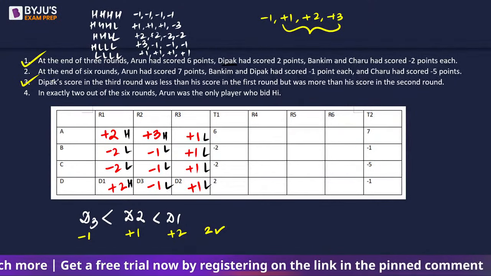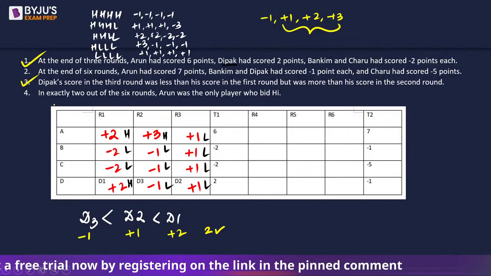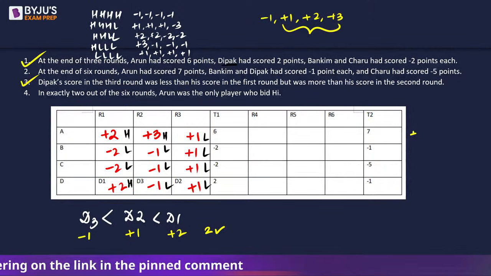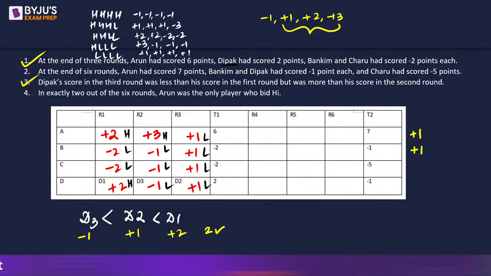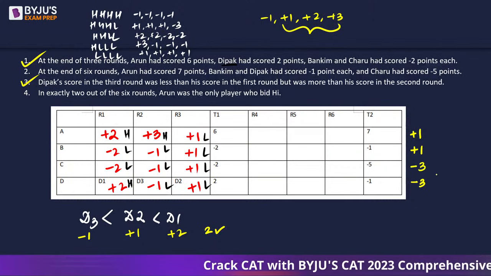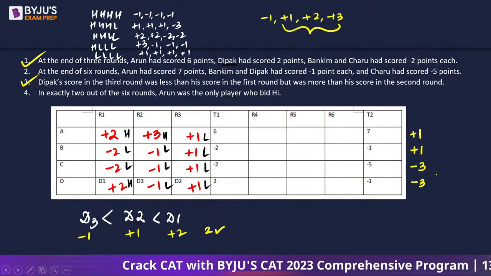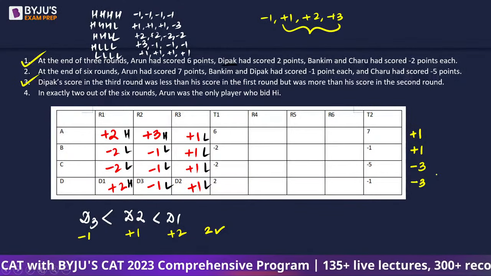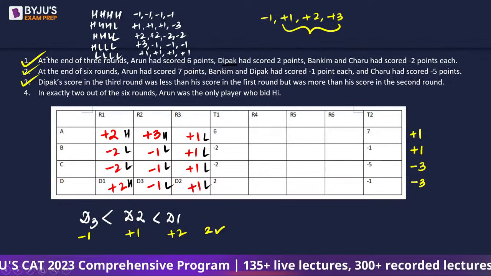Now, the second point says at the end of 6 rounds, Arun had scored 7 points. So there's an addition of +1 here. And -2 to -1 for Bunkin, so that is +1. And from 2 to -1, that's a reduction of -3. And C has to go from -2 to -5. There is a further reduction of -3. Okay, so that is our second point.